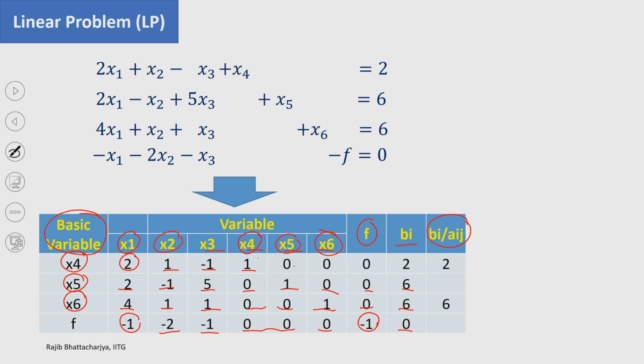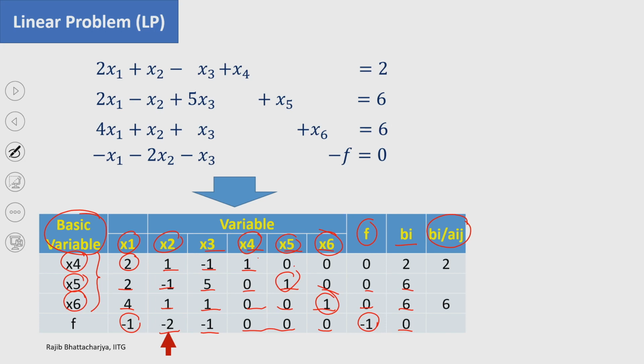Similarly, x5, the coefficient of x5 in the second equation is 1, for other equations it is 0, and for x6 in the third equation the coefficient is 1 and for other equations it is 0. So, therefore, x4, x5 and x6 are the basic variables and x1, x2, x3 are non-basic variables. Okay. So, now what is the rule?